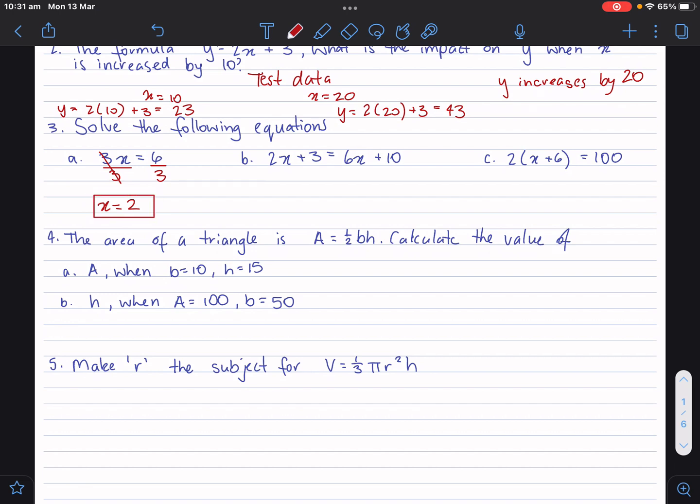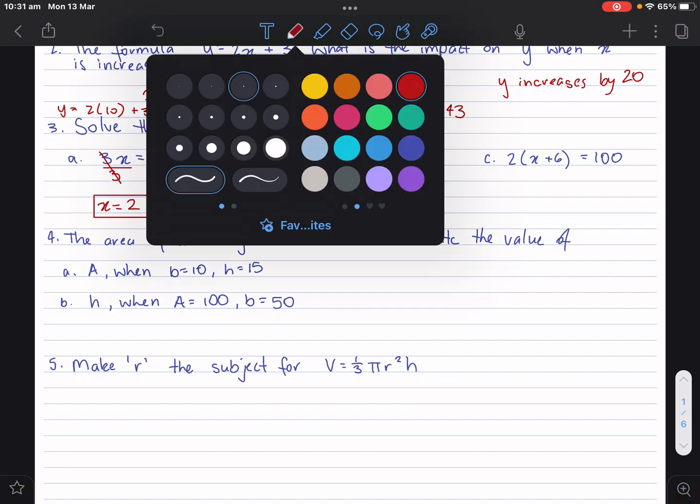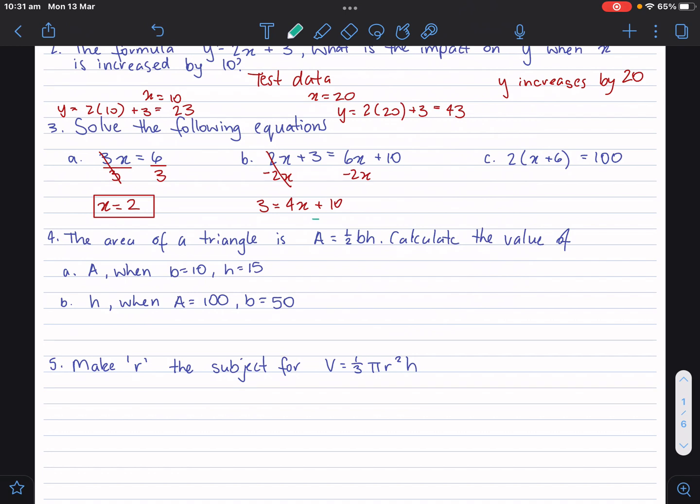Now with 3b, I have pronumerals on both sides. I have 2x and I have 6x. When you have pronumerals on both sides, you take the smaller one across. I want to get all the x's onto one side. So the smaller one here is 2x. So I do minus 2x, minus 2x. That gets rid of that. I have 3 equals 4x plus 10. Then I'm going to take the 10 across to get the x's by itself.